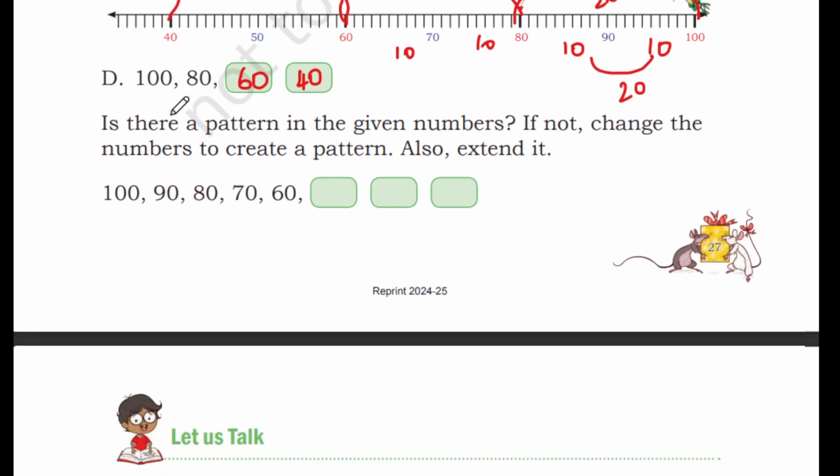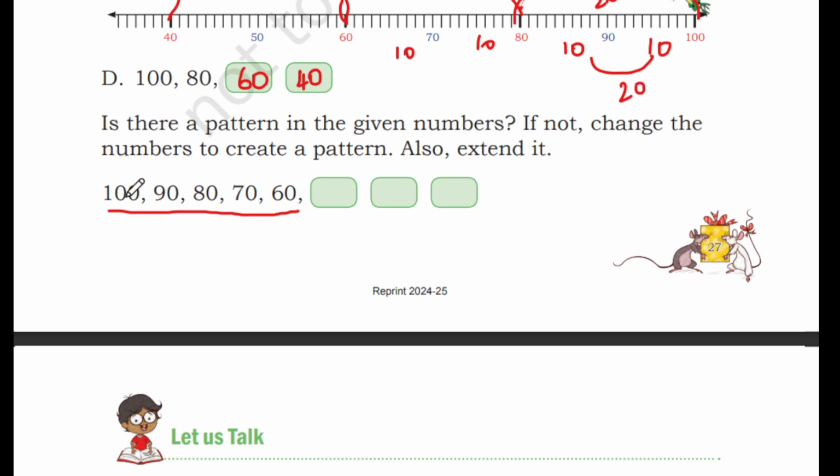So next one, is there a pattern in the given numbers? So there is a number given here. We have 100, 90, 80, 70 and 60. So they're asking, is there a pattern in the given numbers? If not, change the number to create a pattern, also extend it. Okay, so let's see what pattern we have.